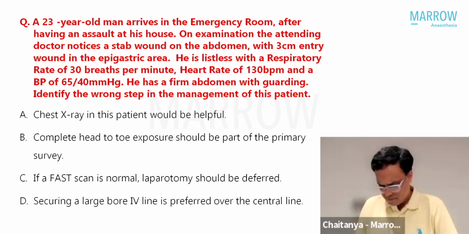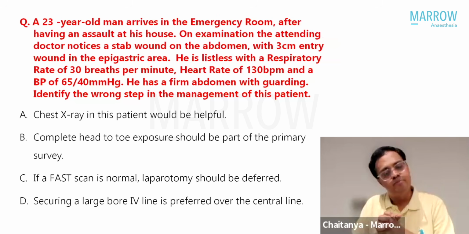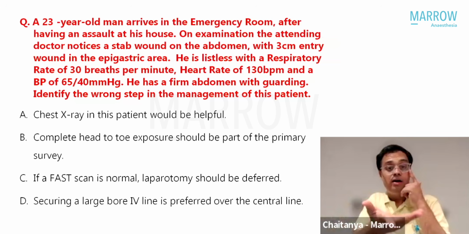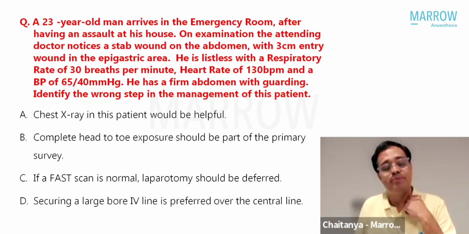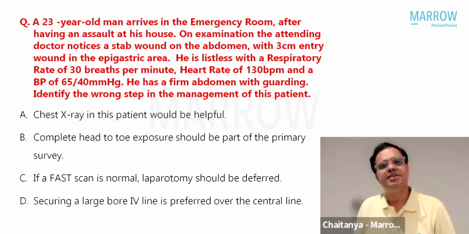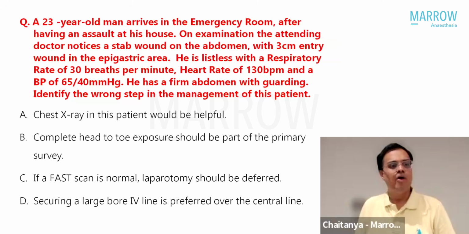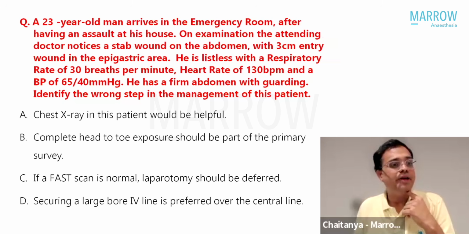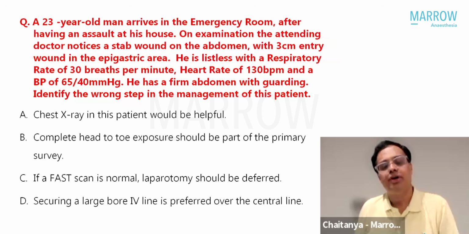Complete head to toe exposure should be part of the primary survey. In any trauma survey, complete head to toe, A, B, C, D, E is mandatory. Ultrasound is a better option because of late we are having ultrasound. You can easily identify any tension pneumothorax with this trauma. But in this option, chest X-ray would be a better option. You cannot deny that you need a chest X-ray. The primary survey includes airway, breathing, circulation, disability, exposure, avoiding hypothermia. All these things are very important in the primary survey of trauma.